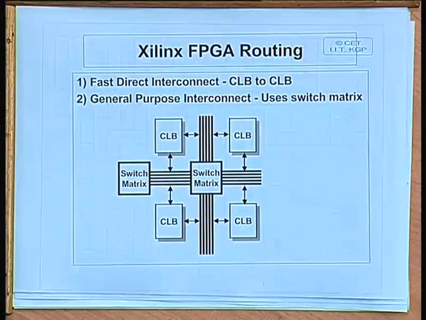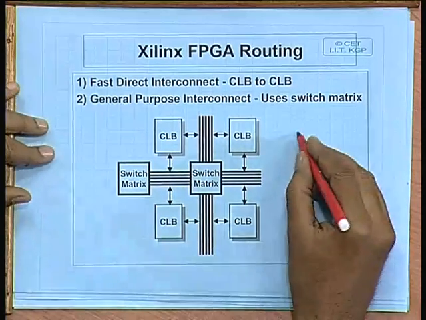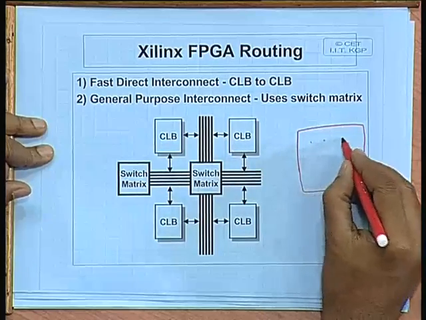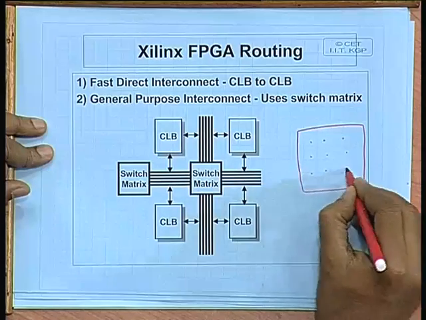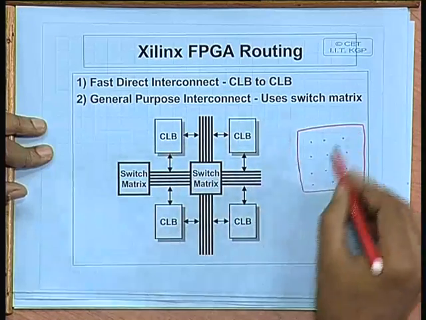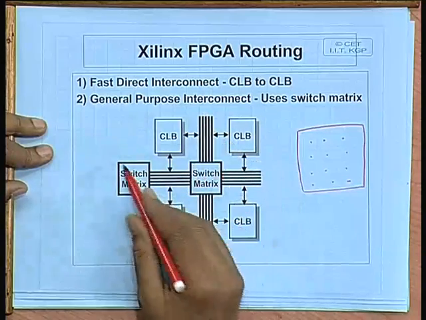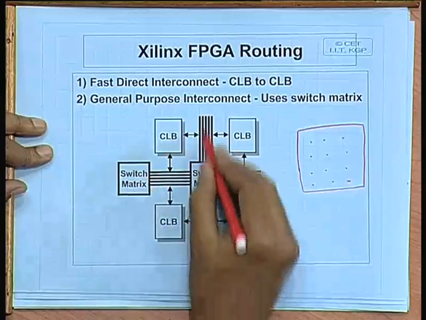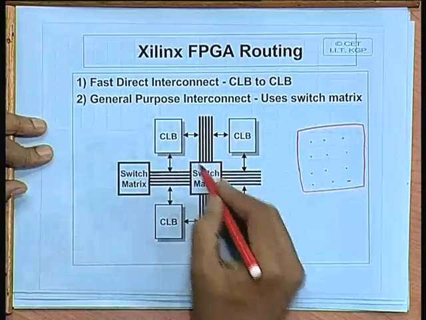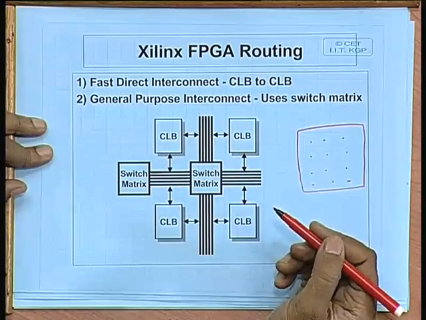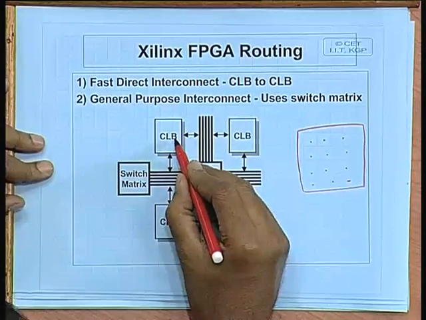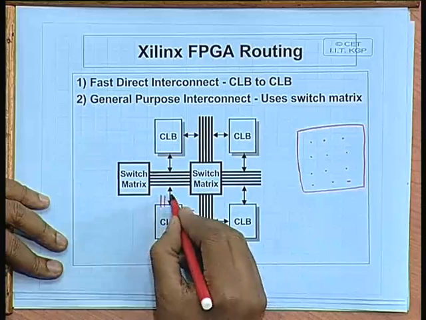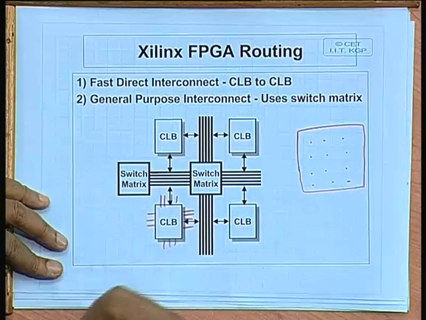This FPGA routing is interesting. See, on the floor of the chip I told you that the combinational logic blocks, CLBs, are organized as an array. Now, in between the array elements there are some switch matrices. There are some fixed number of wires which are running between the switch matrices and also between the CLBs like this. Now, a CLB has interconnecting lines on this side as well as on this side. In fact, it has lines on all 4 sides.